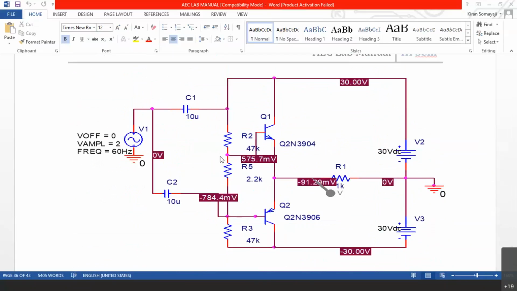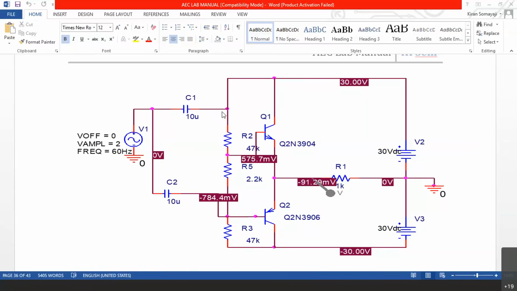The reason is, you can see there are R2 and R3 connected from the power supply. Slight biasing is given by means of this 47 kilo ohm resistance from V2 to Q1's base. Similarly, for Q2's base also, you can see R3, a 47K value, is connected to the negative of V3. In this way, a slight biasing is given to Q1 and Q2. So normally Q1 and Q2 are slightly on, and when the input signal is applied, they will turn on further.